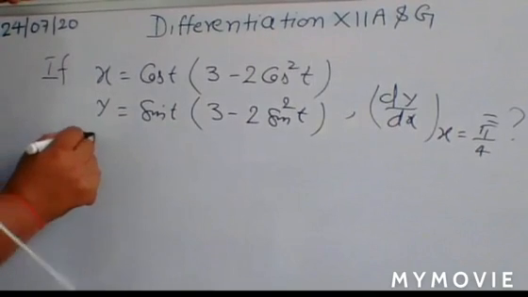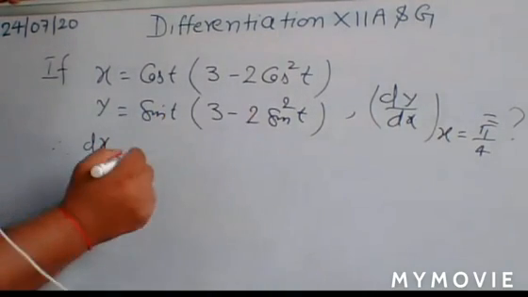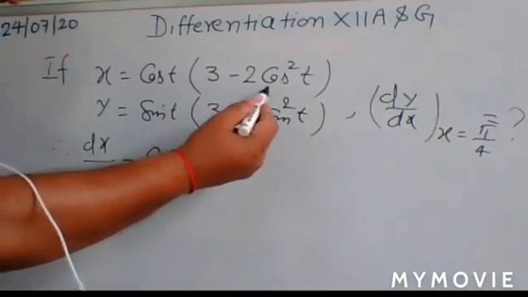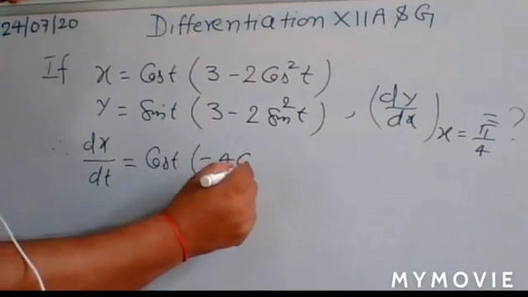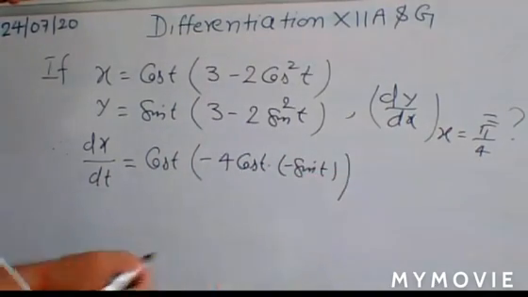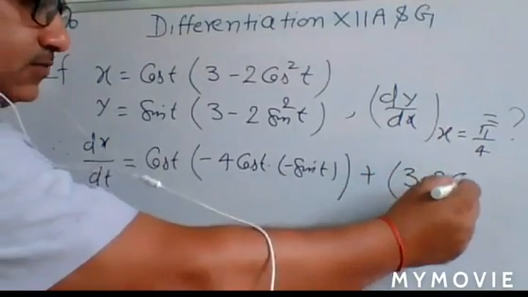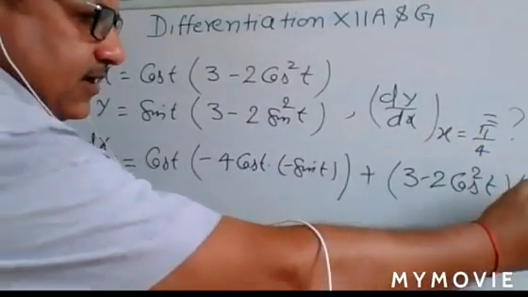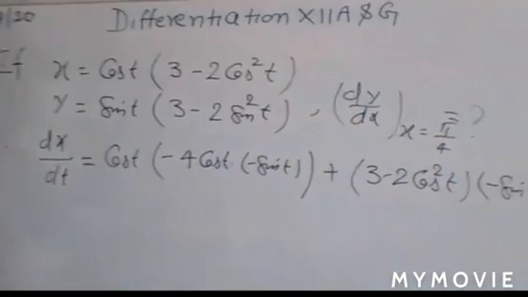Write dx by dt is equal to, here you apply the product rule: first function into differentiation of second, so differentiating 3 minus 2 cos square t gives 4 cos t into minus sin t, plus second function 3 minus 2 cos square t into differentiation of first, which is minus sin t. Note it.